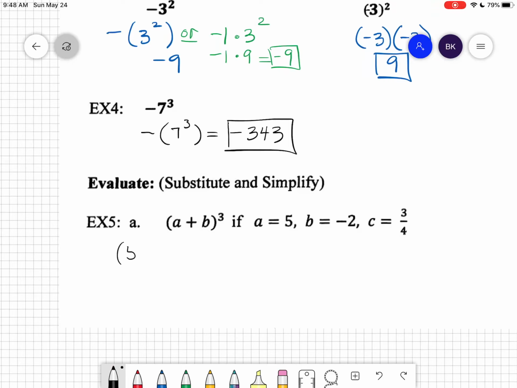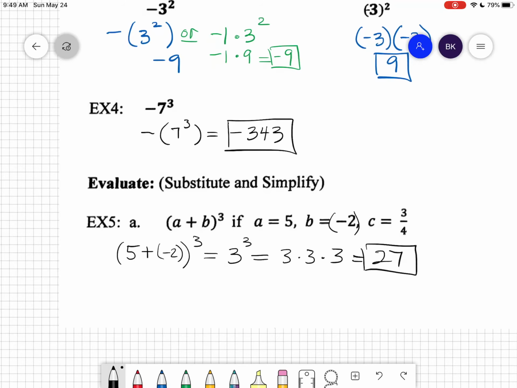A is 5 plus B. B is negative 2. Remember what I said before. Every time you're substituting a negative number into your expression, you need to put it inside of the parentheses. Negative 2, and everything is to the third power. 5 plus negative 2 will be positive 3, and 3 to the third power will be 3 times 3 times 3, right? Which is 27. 27 would be your final answer.